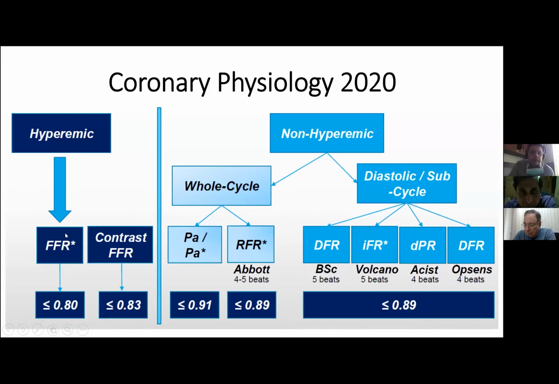It all started with FFR after the initial papers by Dr. Lansgold, which happened sometime in the late 70s, developed later in the 1990s by Dr. Nico Pijls and his team, and it has been in practice for nearly 3 decades. It still continues to be the gold standard, whereas the newer non-hyperemic indices have come to market of late, and it's a rapidly moving field.